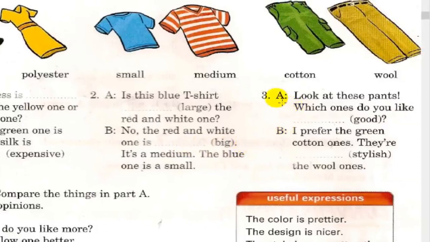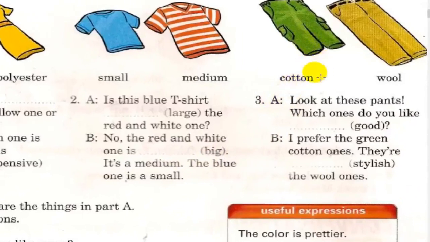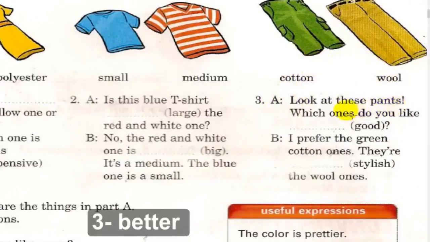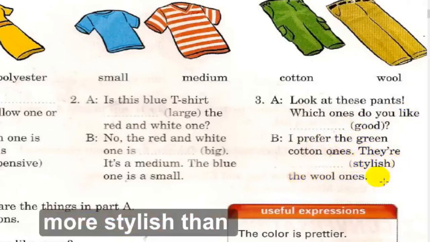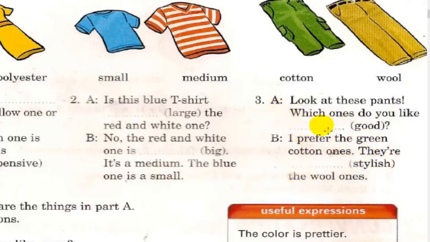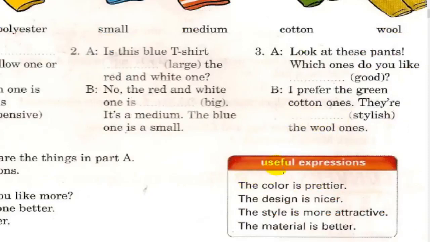Three. Cotton pants, wool pants. Look at these pants. Which one do you like better? Good, better. I prefer the green cotton ones. They're more stylish than the wool ones. Three answers: better, more stylish than. Useful expressions, you can say the color is prettier, the design, G silent, the design is nicer, the style is more attractive, and the material is better.